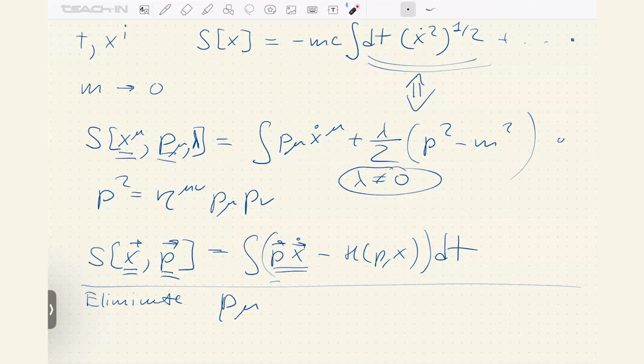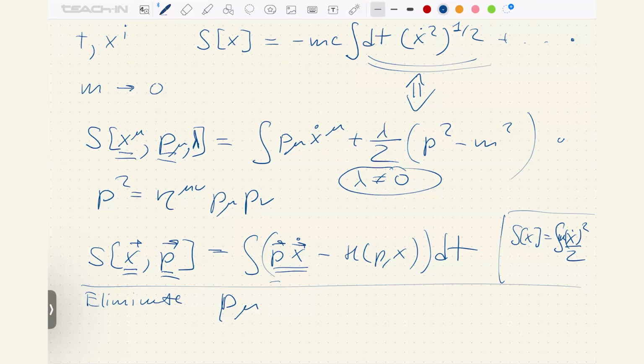So we vary p variables, and we see that if the Hamiltonian is the usual one, like p squared over something, then these equations can be solved with respect to p. Then we put this p back into the action, and we arrive at the usual Lagrangian form, the second-order form of this system, where the action of x is the integral of x dot squared over 2, right? Well, with mass, at least in standard mechanics, right?